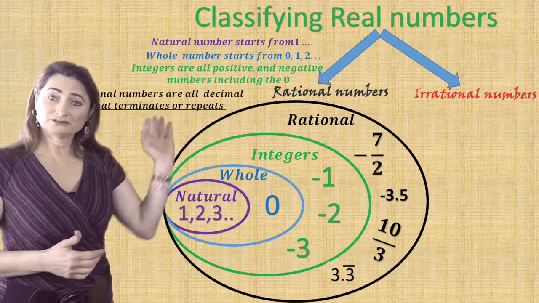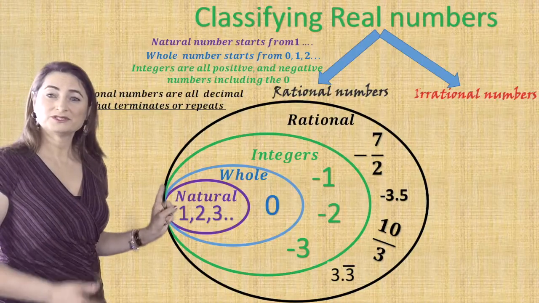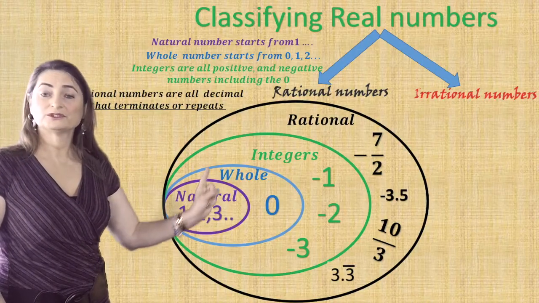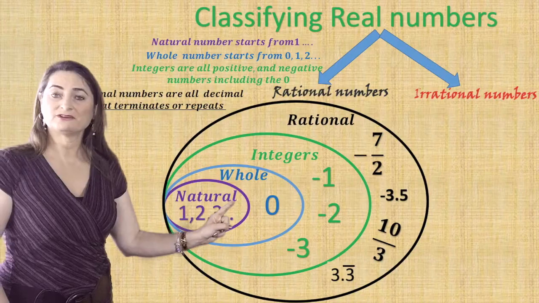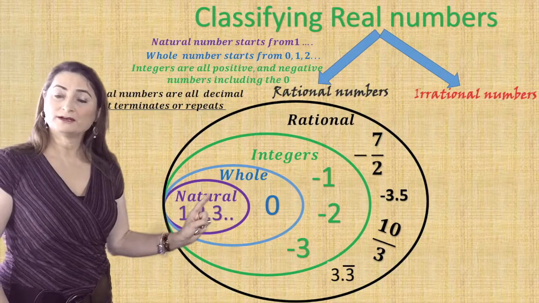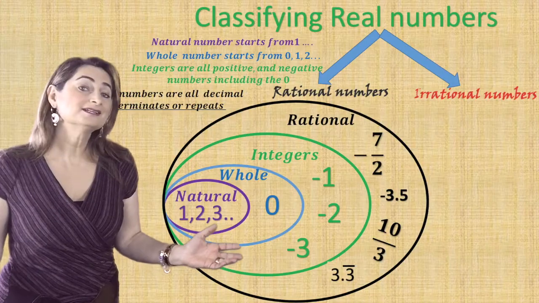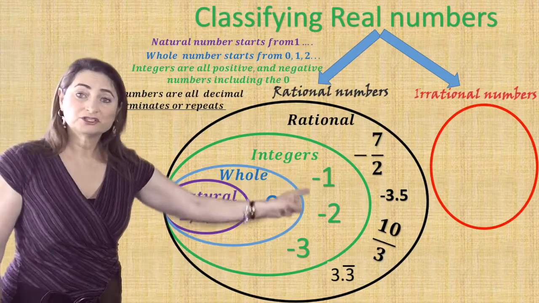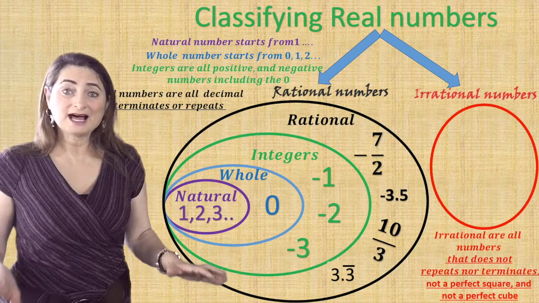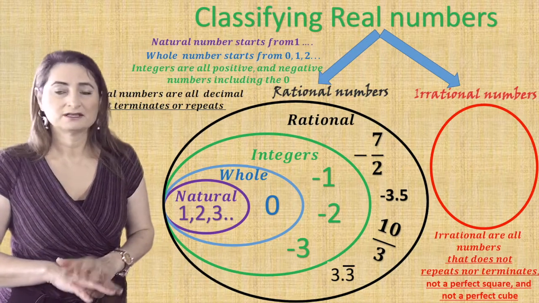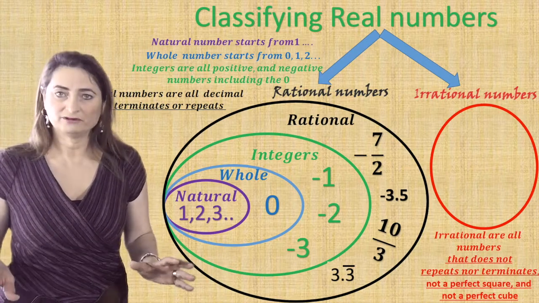So now, rational numbers are all the positive numbers, the 0, the negative numbers, all the numbers that you can write as a fraction, or in decimal form that repeats or terminates. What about other numbers? So what is an irrational number? Irrational numbers are all the numbers that do not repeat nor terminate. They're not perfect squares and they're not perfect cubes.